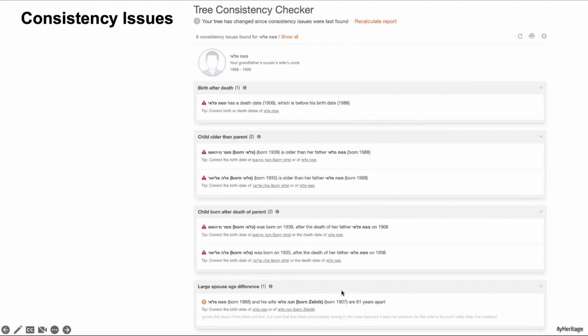So the consistency checker is a tool that we also have. You can run it on your entire tree. In fact, it runs for you, and you might even have gotten emails when it ran on your tree and provided those insights for you. So that's another tool that we have, and the statistics can find issues just like the consistency checker does.